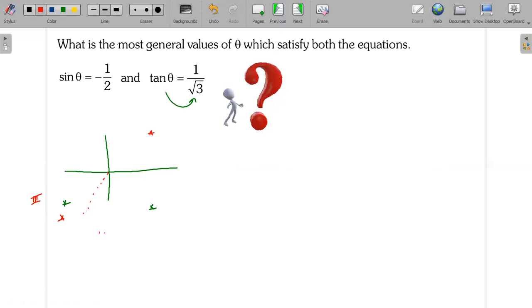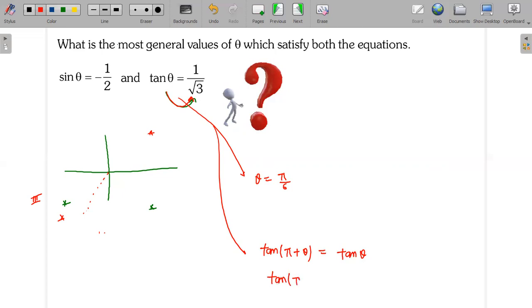Now please pay attention to how we can get a particular value of theta for which tan will give you 1 upon root 3. Corresponding to tan, the only value of theta I'm aware of is pi by 6. But I'm also good at reduction formulas, and according to this formula, I know the reduction of tan of pi plus theta will give me the same result as tan theta. The moment I replace theta with pi by 6, I will have another value of theta for which tan will give you 1 by root 3. So there we go, 7 pi by 6 is there.